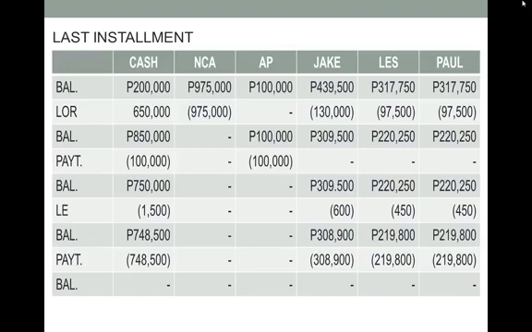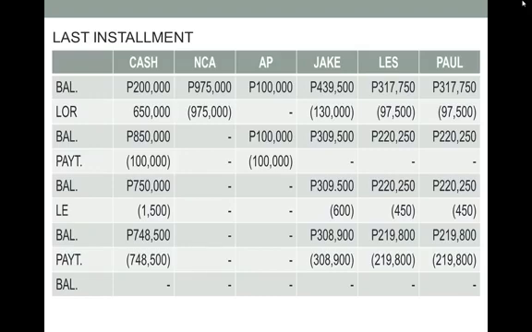So, determination of loss, loss on realization. This time, last na siya, so whatever is the total amount of NCA less the proceeds will give the loss on realization. Ang proceeds natin is 650,000. So ang loss on realization natin is 325,000. And that 325,000 will be allocated to Jake, Les, and Paul to their respective profit loss ratio of 40-30-30.